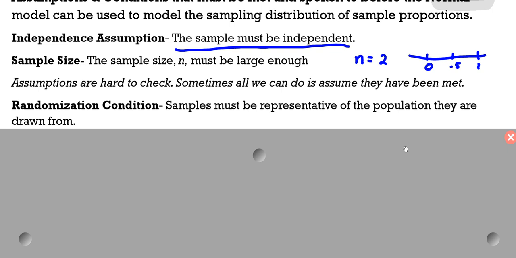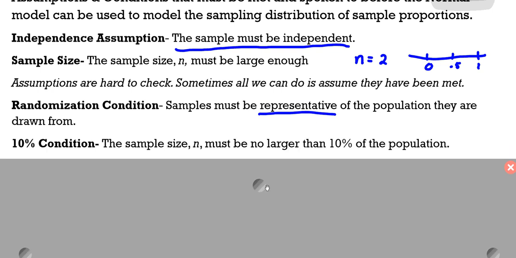If they don't say that specifically, you can also work around this one by saying, well, there's no reason to believe this isn't a representative sample. So when it says randomization, really we're looking for it to be representative of the population.